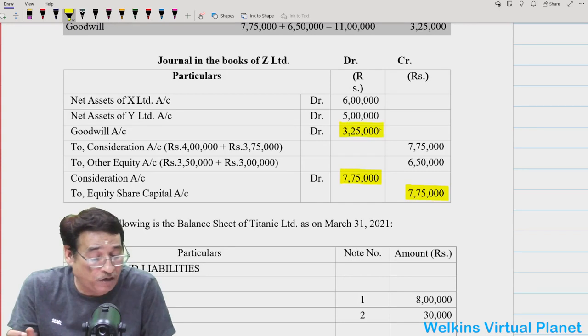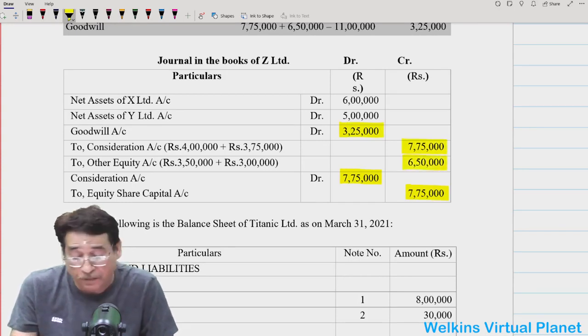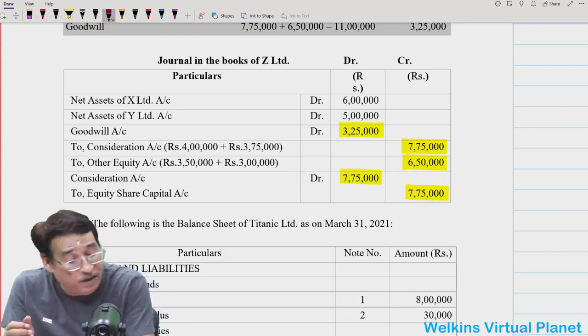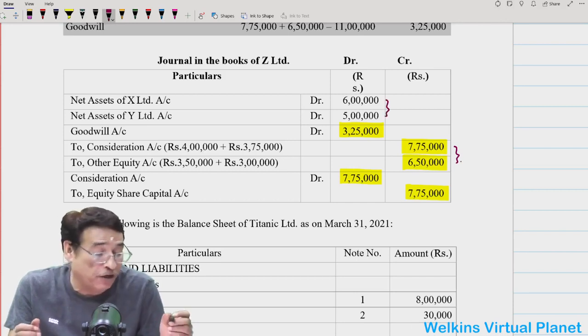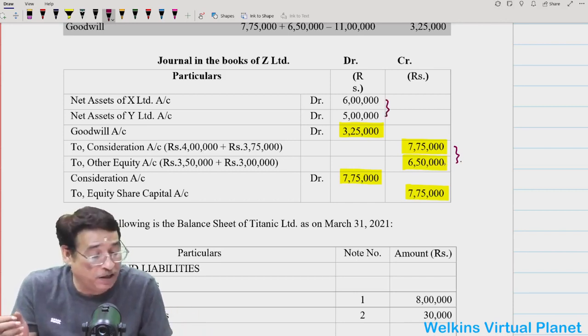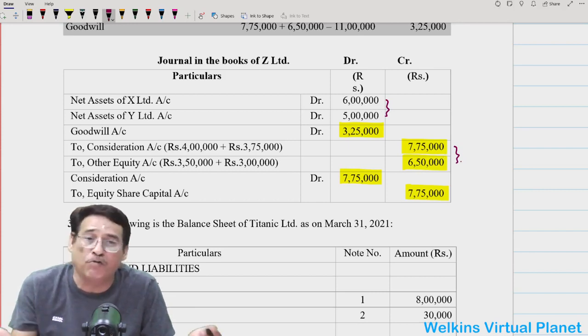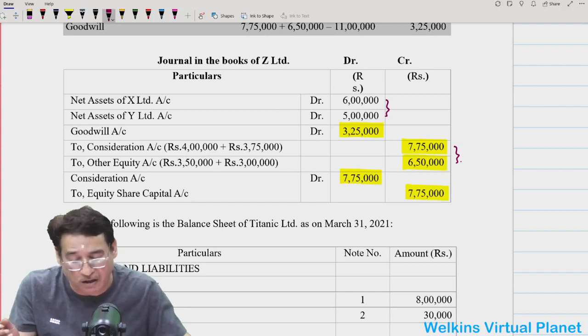So 3,25,000 will be your goodwill. 7,75,000 is the consideration and other equity you are creating. So your total expenditure is this much. You should not forget, the total net assets which you have taken over is equal to 11 lakh. So you will take the difference of 14 lakh 25 and 11 lakh, it will be equal to 3,25,000. Is it clear to you or not?